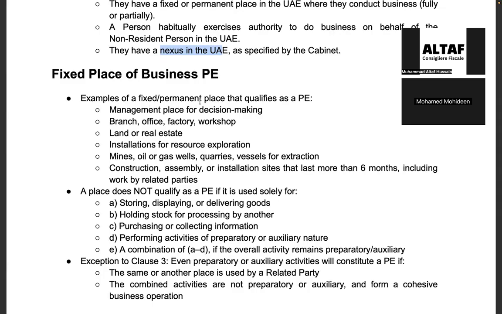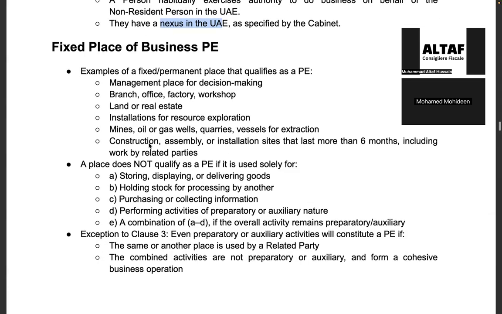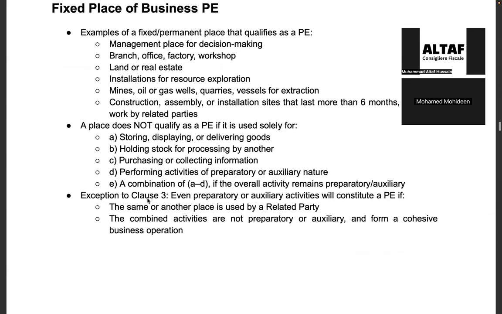Examples of a fixed or permanent place that qualifies as a PE can be a place of management for decision making, branch, office, factory, workshop, land or real estate, installations for resource exploration, the oil wells, mines, etc. These are the lists which will determine PE, correct? Yes, these are the examples basically. Construction, assembly, etc. as well.